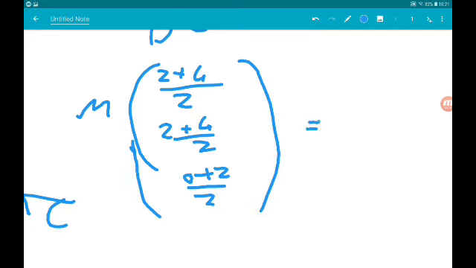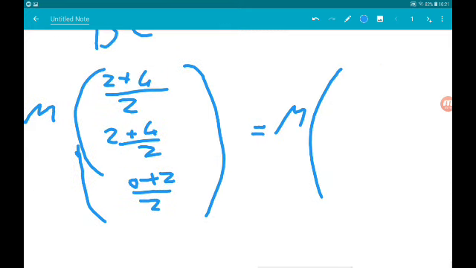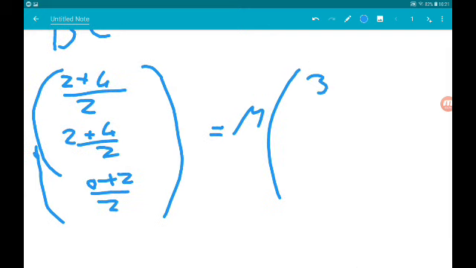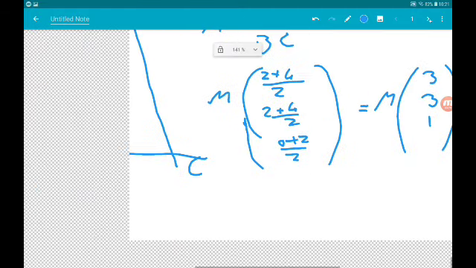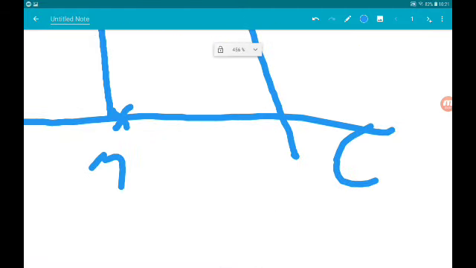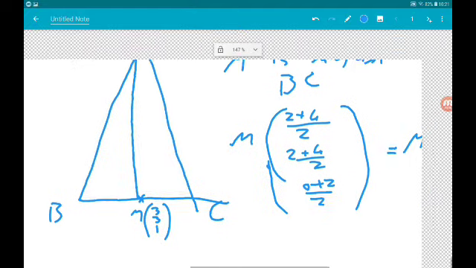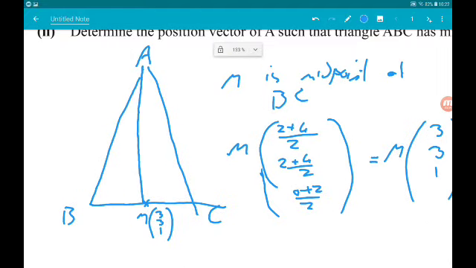Okay, so M has coordinates, or position vector if you like, 3, 3, 1. Cool. So we now know the point of M: 3, 3, 1. So we want to work out the magnitude of the vector AM.